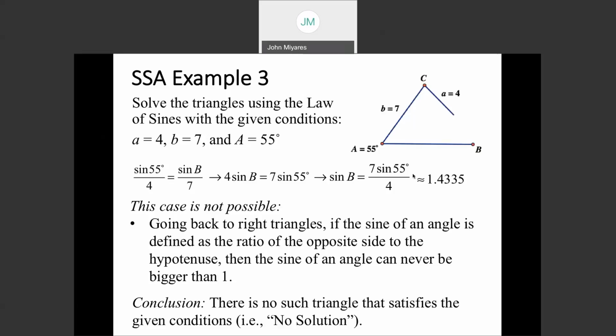So the moral of the story here is that when you're given two sides and the angle not in between, the SSA situation, you might have one solution, you might have two solutions, you might have no solutions, but you won't know until you run it through the system. We will not have this problem if you're given two angles and one side, whether that's a side in between or a side not in between.